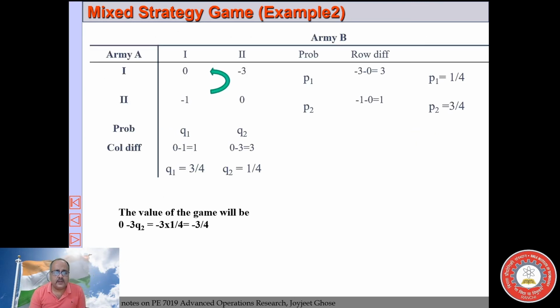The value of the game will be -3/4. That means B stands to gain 3/4. There is a 75% chance that B will win.